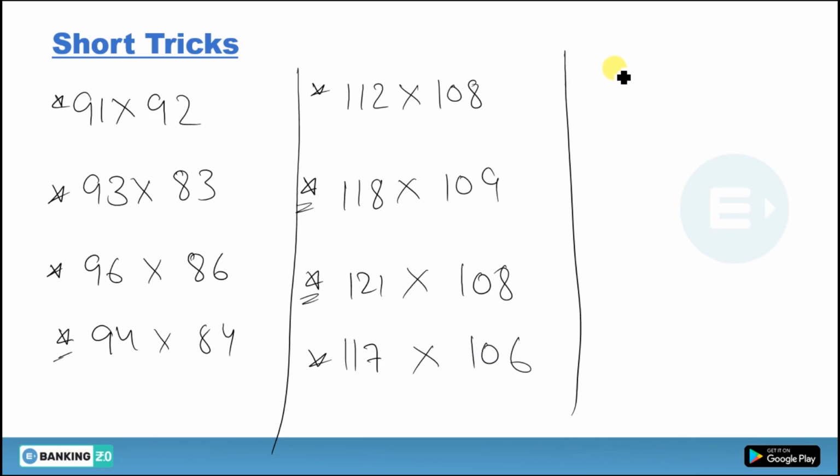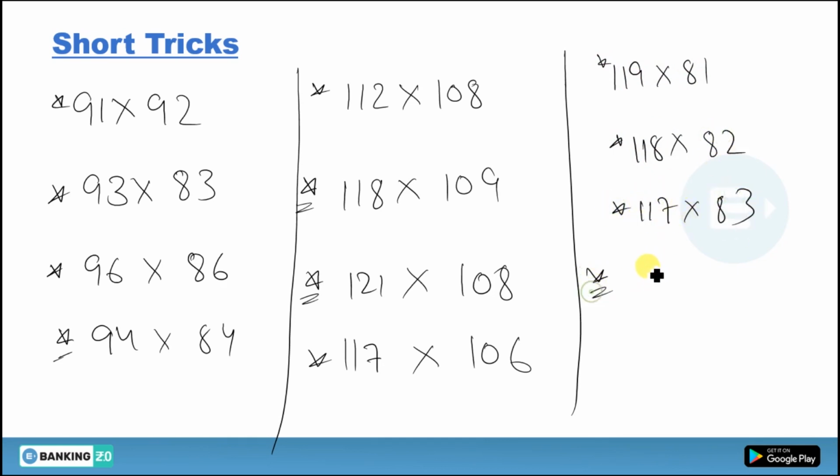suppose you have to multiply 119 into 81, 118 into 82, 117 into 83, 116 into 96, 87 into 107. Try these questions at home and tell me the answers in your comment box. We will discuss these questions in the next video.